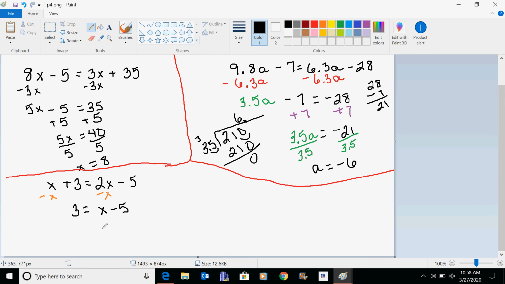And then this one is super easy. We get rid of the minus 5 by adding 5. So your answer turns out to be x equals 8. And we can think it through. 8 plus 3 is 11. 2 times 8 is 16. Minus 5 is 11. They both give you 11. So your answer works out just fine for that one.